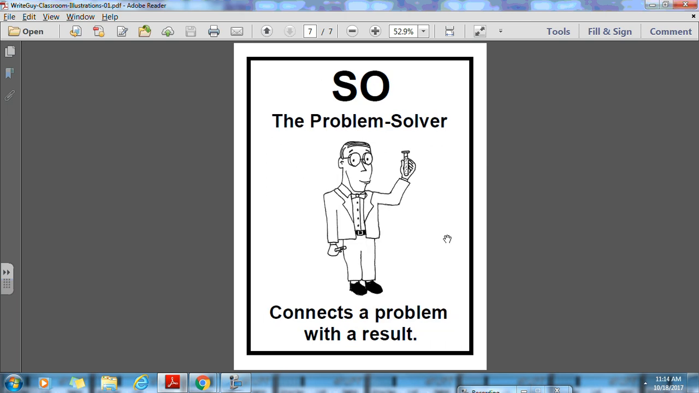And finally, the S, so the problem solver. That is where you connect a problem with a result. I'm really tired today, so I am going home early.